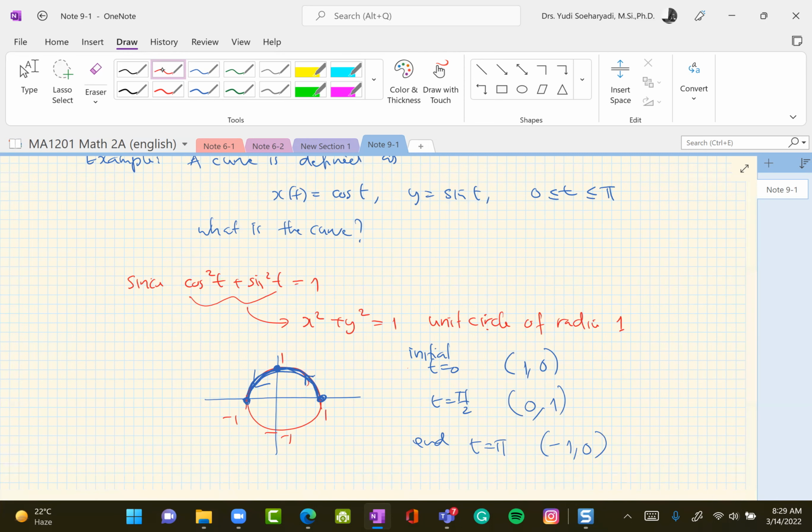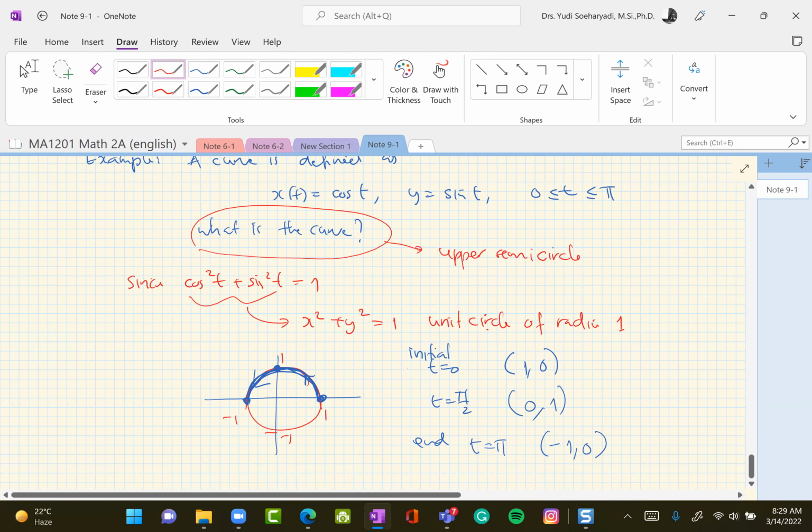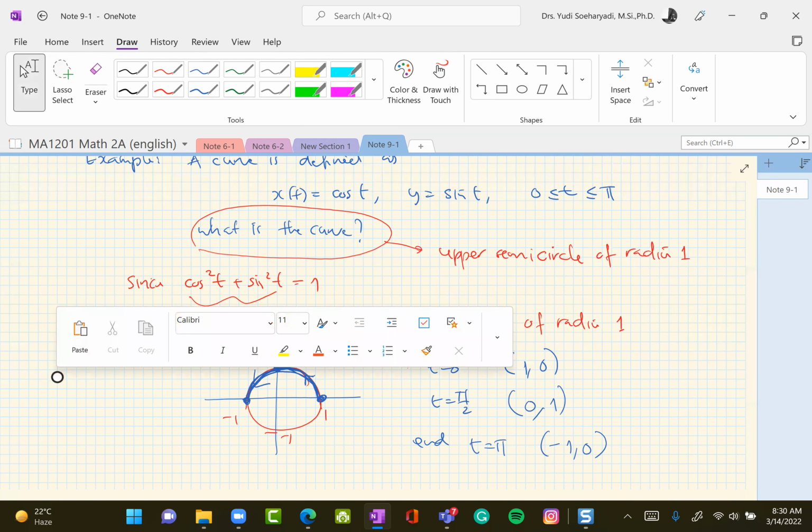So we can now answer this question. What is the curve? This is the upper semicircle of radius 1. Questions? This is one way to describe this one.